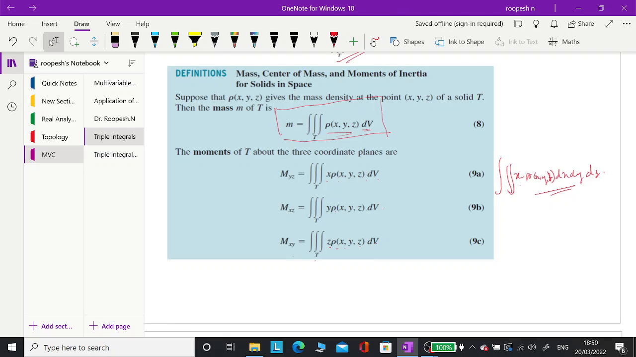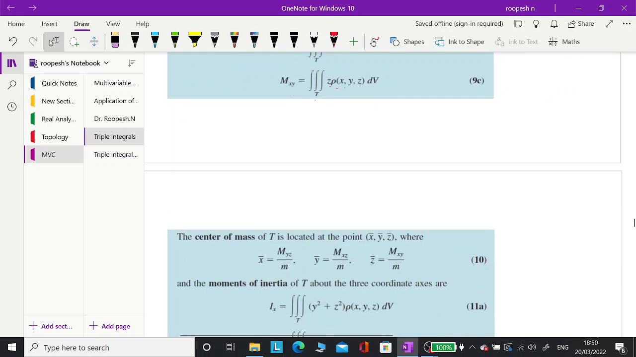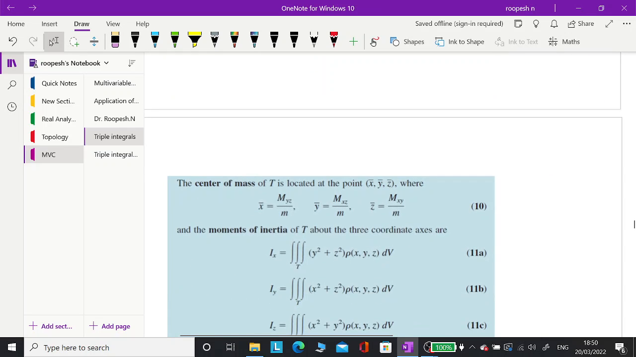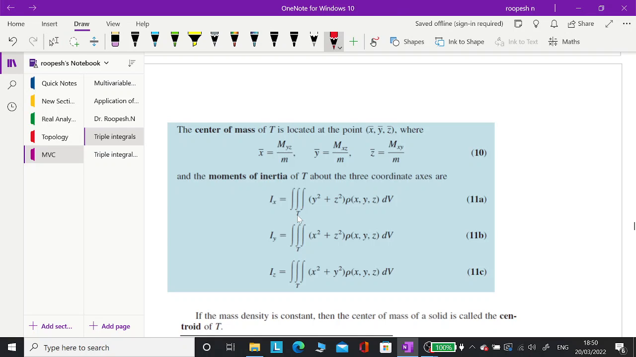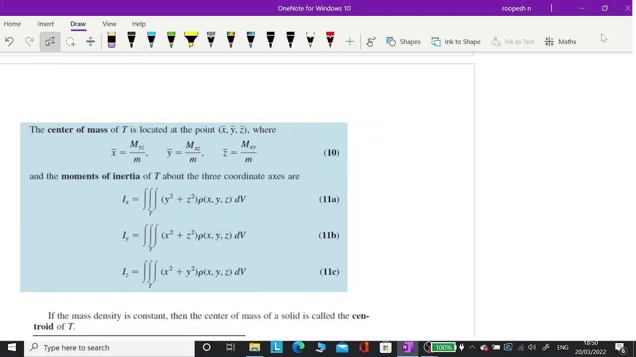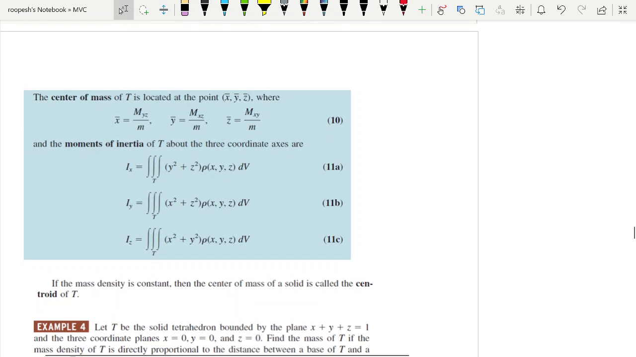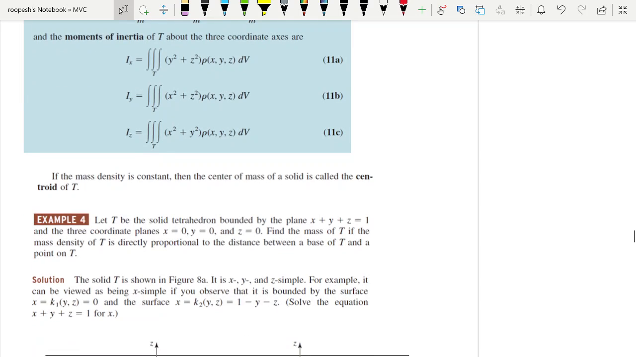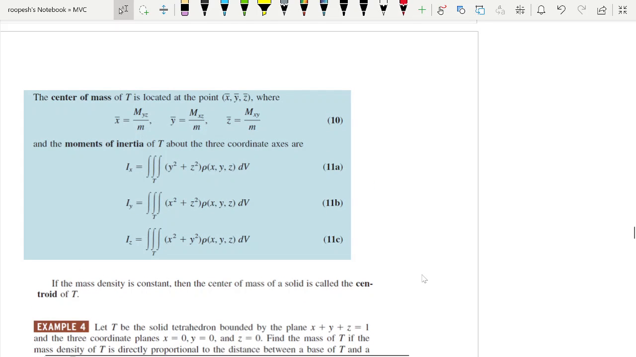We can calculate the center of mass using these formulas. The center of mass of T is located at the point (x bar, y bar, z bar), where x bar equals the moment about the x-axis divided by the mass, y bar equals the moment about the y-axis divided by the mass, and z bar equals the moment about the z-axis divided by the mass.